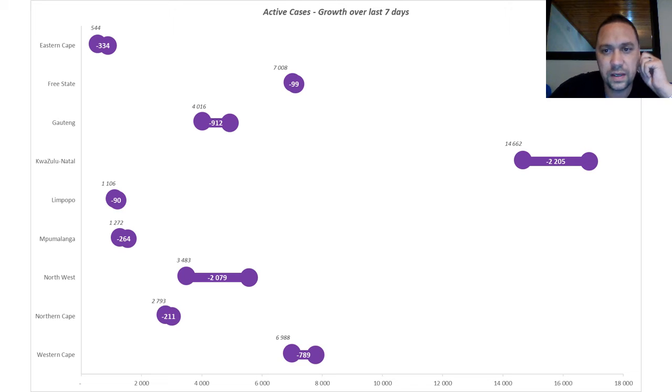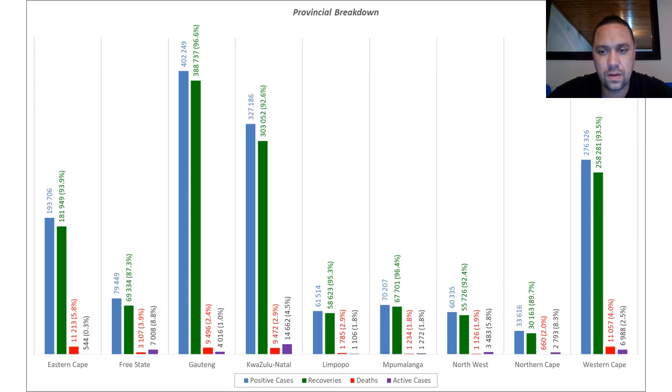Looking at active cases over the last 7 days, we see all the provinces had a reduction in cases. The biggest reduction coming from KwaZulu-Natal, which is down 2,205 active cases over the last 7 days, and following that is the Northwest Province, which has come down by 2,079 active cases.